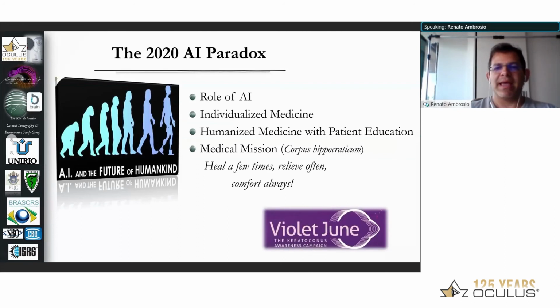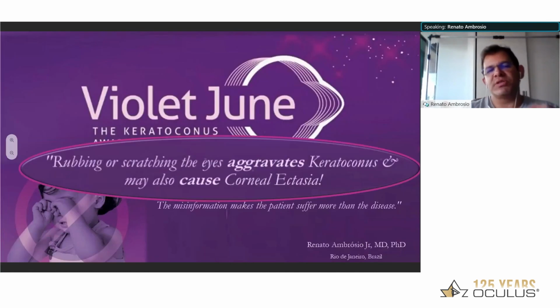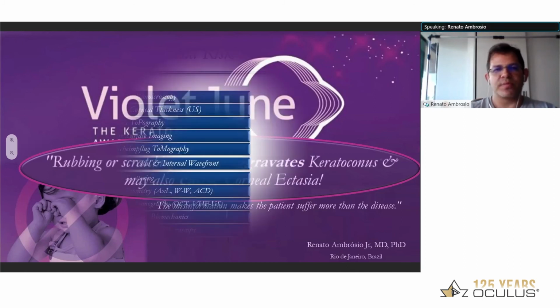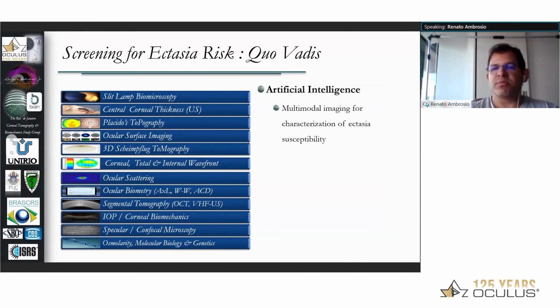The medical mission to heal few times, to relieve often, to comfort always is in agreement with our campaign, the Violet June. And one of the messages of the Violet June is that eye rubbing or scratching the eyes aggravates keratoconus and may even cause ectasia. This is not the same thing, and appreciating the difference is a huge step forward for understanding corneal ectasia and keratoconus. So screening for ectasia is multimodal.